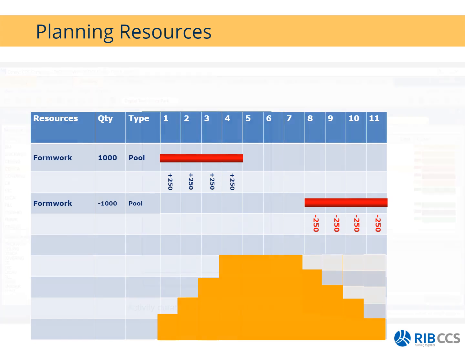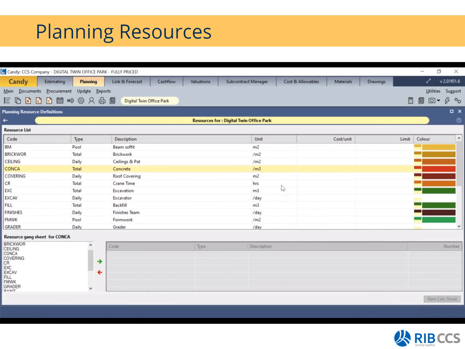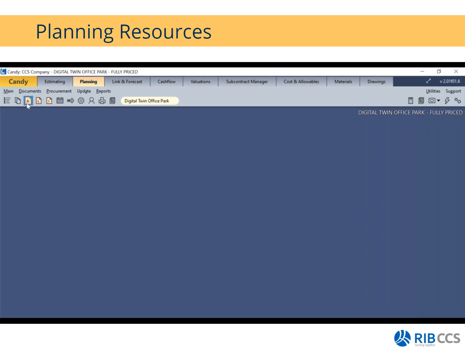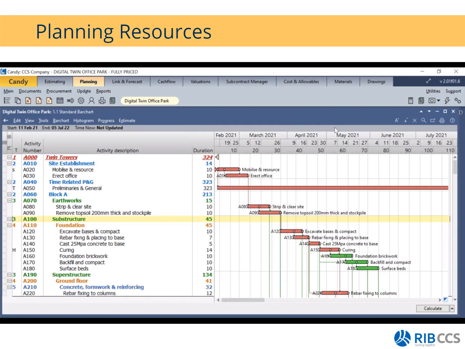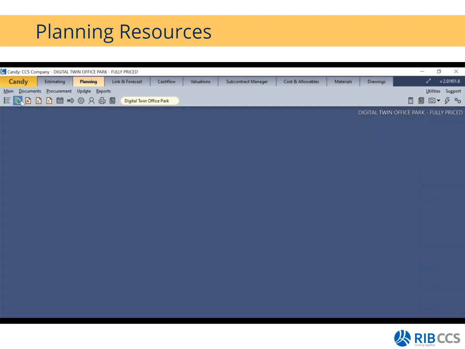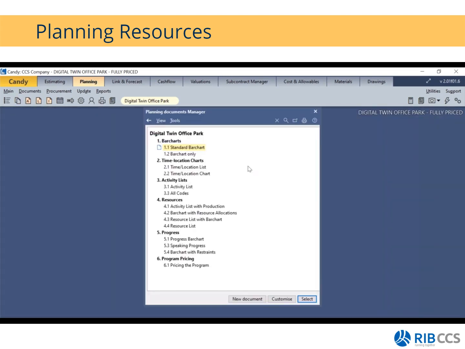Okay, so let's get back to Candy. Now that we have defined our resources, the next step is to allocate them to the activities. I can use the activity bar chart list, which is document 1.1, and customize it, or I can see which document is available for use under the document manager for planning. Here under number 4, we have 4.2, which is a bar chart with resource allocations.